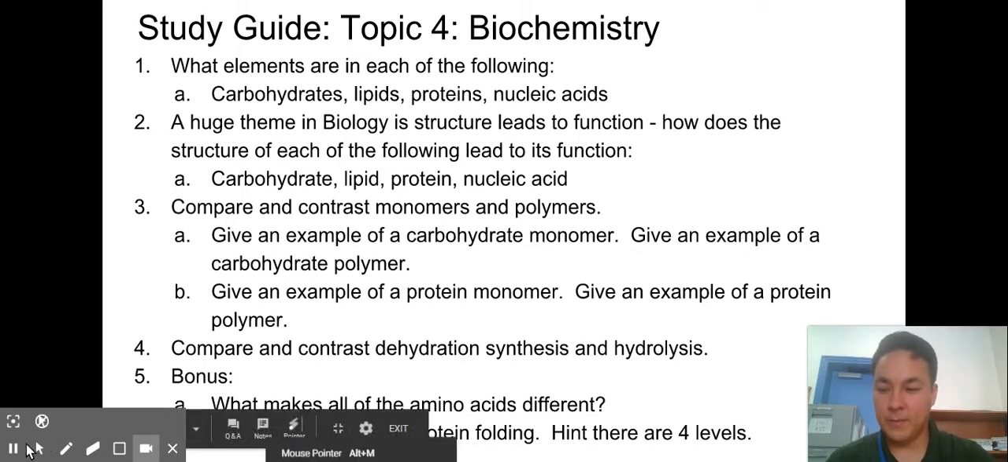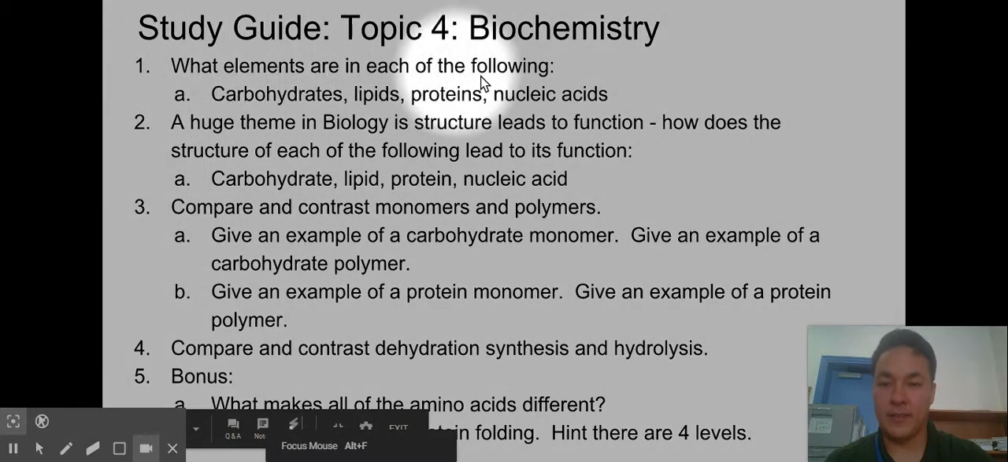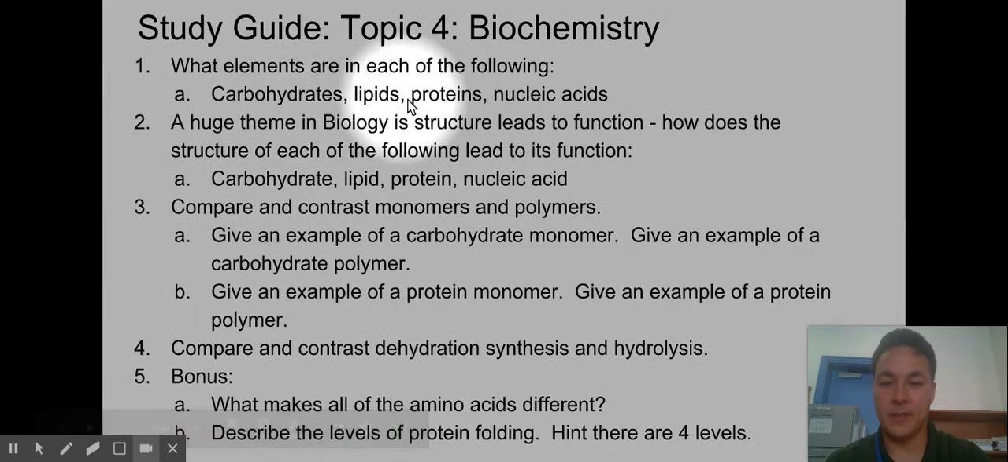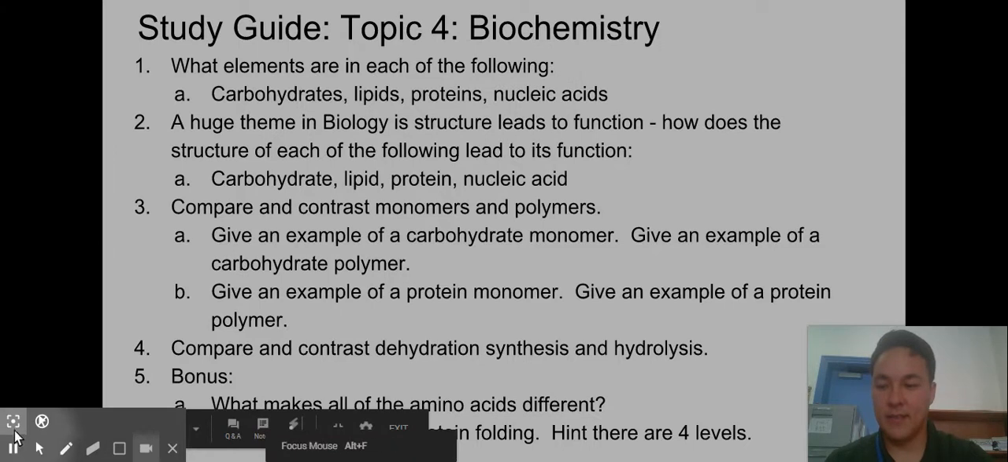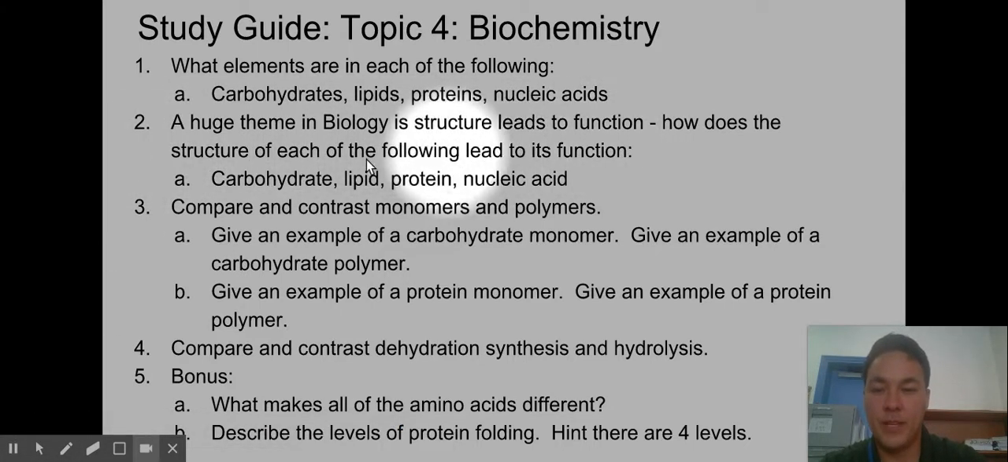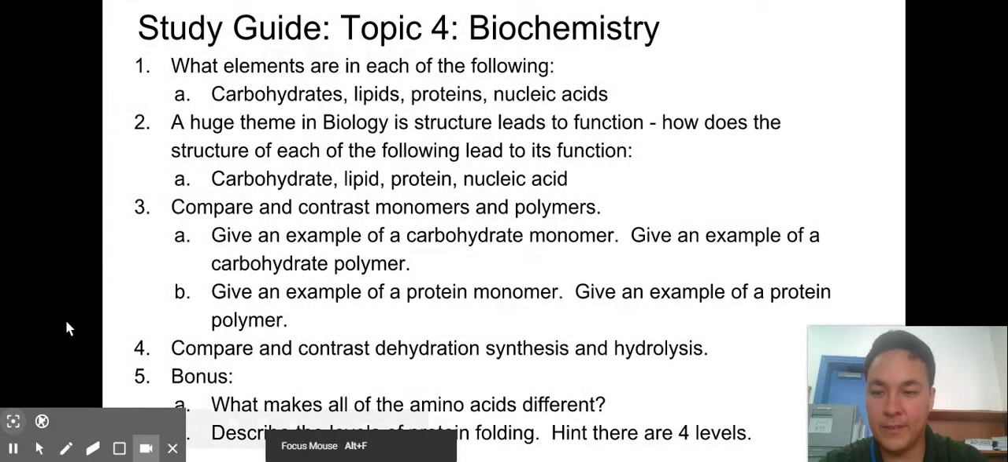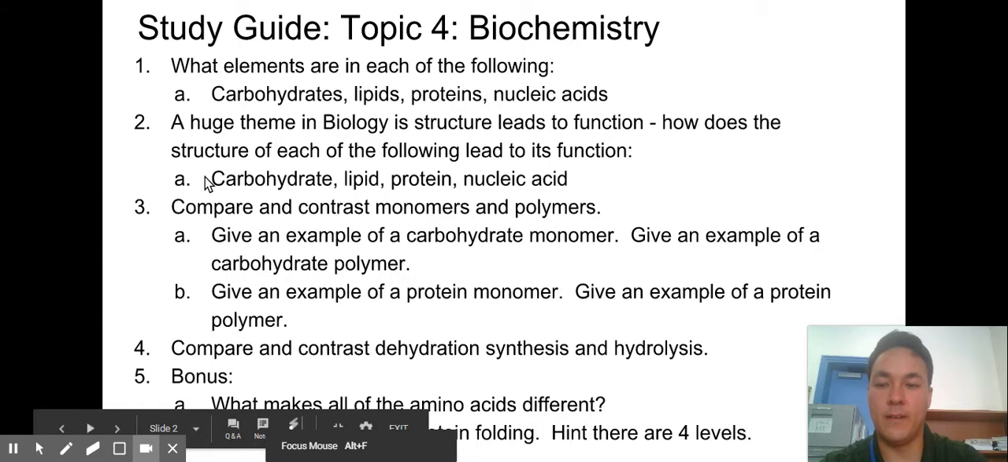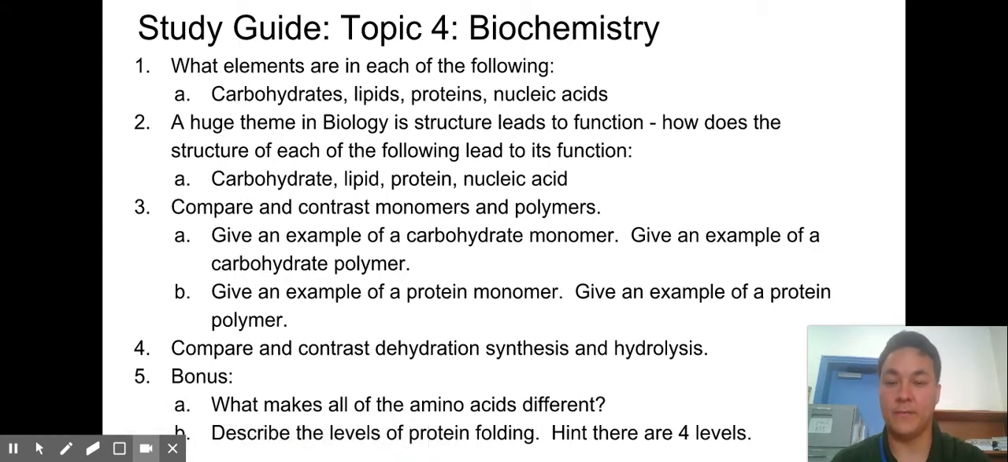So the first one: what elements are in each of the following? Carbohydrates, lipids, proteins, and nucleic acids. The next one says, a huge theme in biology is structure leads to function. How does the structure of each of the following lead to its function? If this problem is giving you trouble, we're going to do a foldable with it in class. And you might be watching after we've already done it, and hopefully you can answer. So carbohydrates, lipids, proteins, and nucleic acids.